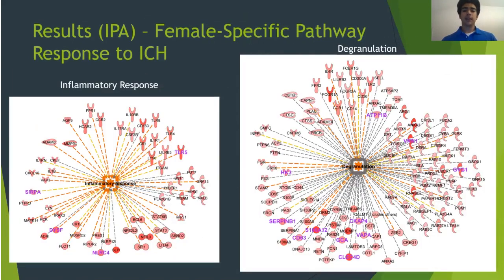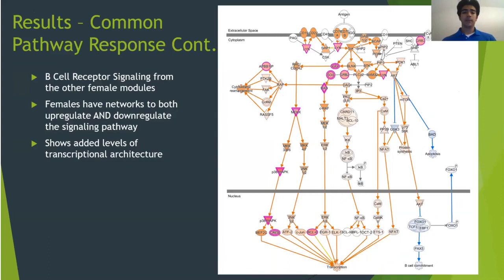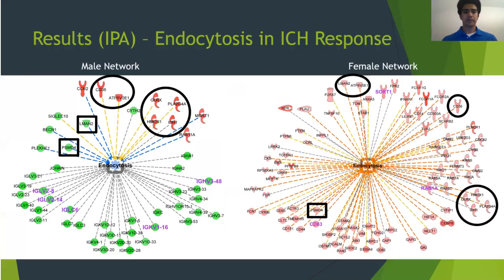Now onto the similar pathway found through IPA, which is the B-cell receptor signaling. We have similar predicted suppression in both pathways. However, these only represent a single module. Furthermore, in a separate female module, we see predicted activation of the whole pathway, which demonstrates that females have networks that can both upregulate and downregulate the signaling pathway. Male ICH response only had predicted downregulation. It implies that there are added levels of transcriptional architecture in the female ICH response.